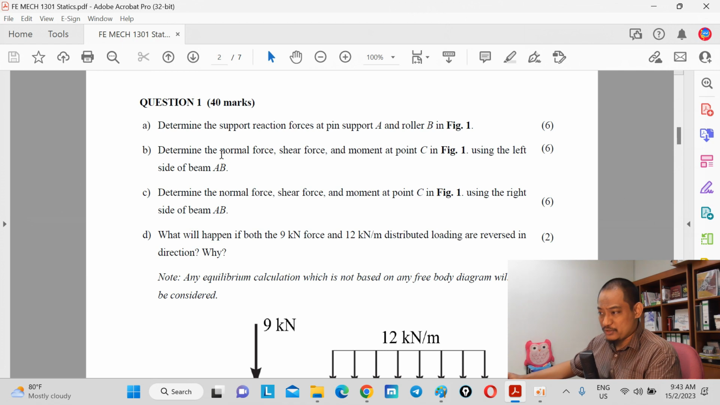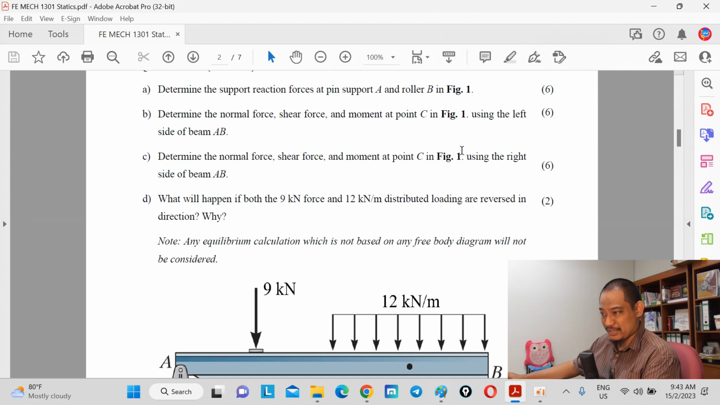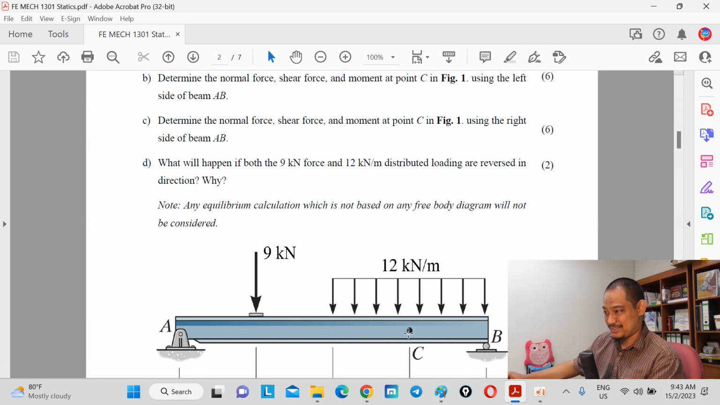Determine the normal force, the shear force, and the moment at point C using the left side of the beam AB. This is internal loading, because of course the internal loading has three components: the normal, the shear, and the moment, and it's specified at this point C.